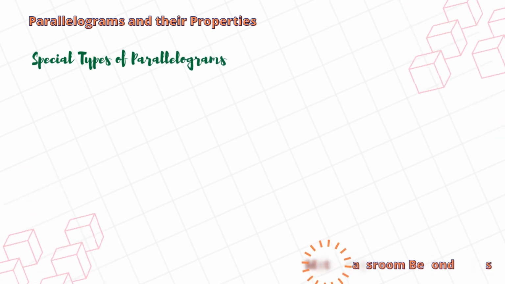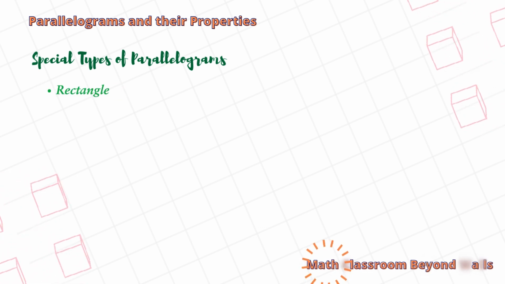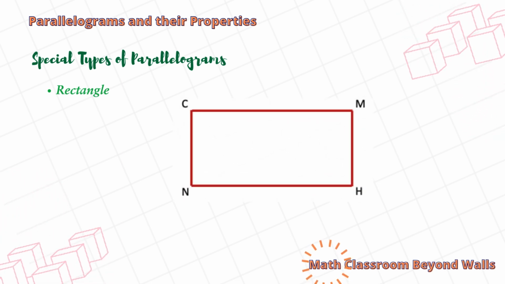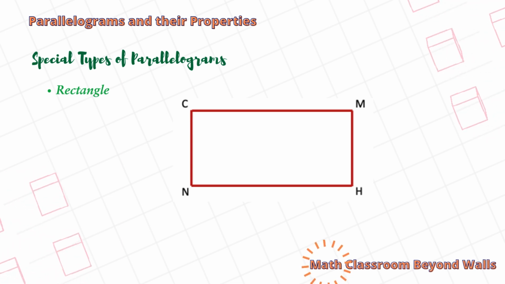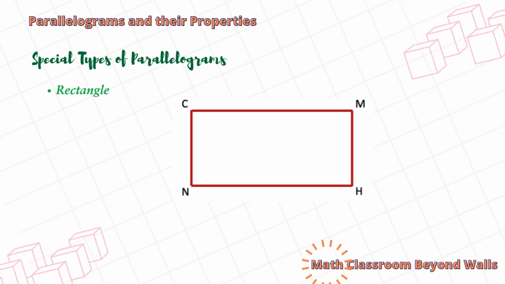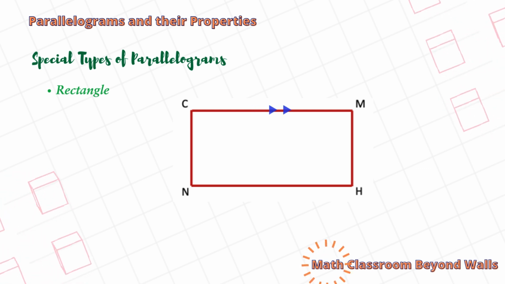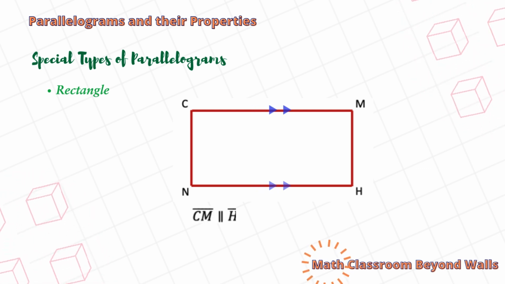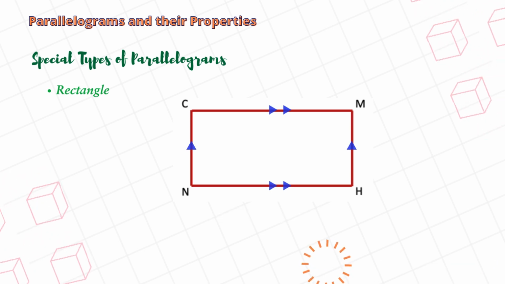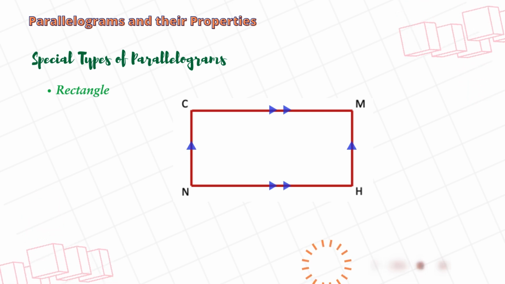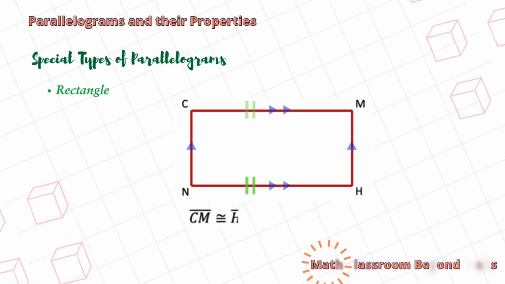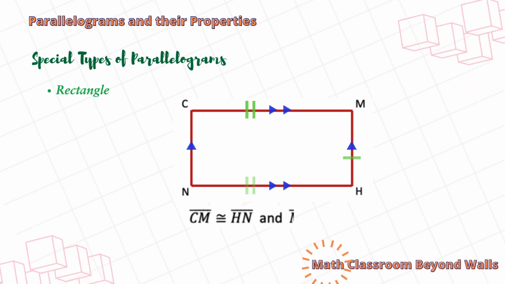The first special type of parallelogram is a rectangle. Here is rectangle CMHN. Being a special parallelogram, it has all the properties that a parallelogram has, like its opposite sides are parallel. That is, side CM is parallel to side HN, and side MH is parallel to side NC. Next, its opposite sides are congruent. That is, side CM is congruent to side HN, and side MH is congruent to side NC.